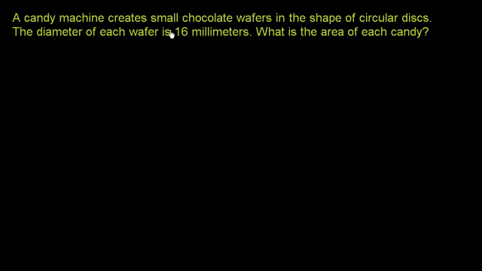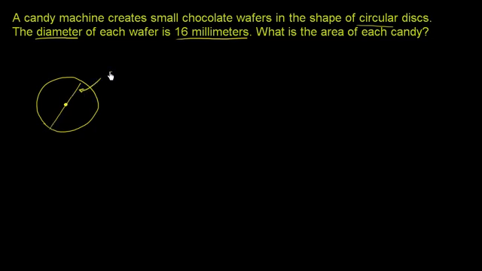A candy machine creates small chocolate wafers in the shape of circular discs. The diameter of each wafer is 16 millimeters. What is the area of each candy? So the candy, they say it's the shape of circular discs, and they tell us that the diameter of each wafer is 16 millimeters. If I draw a line across the circle that goes through the center, the length of that line all the way across the circle through the center is 16 millimeters.